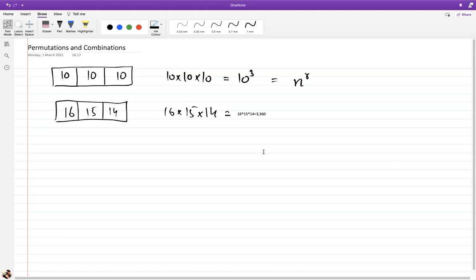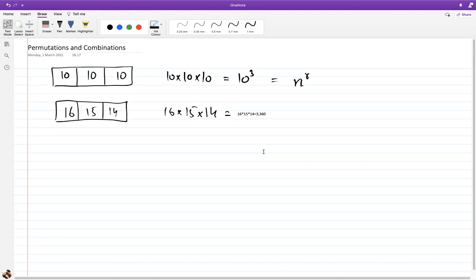This thing is called the basic counting principle. Basic counting principle is when you're picking r things out of n things, and then you're just using that. All right, so that's one way of doing this, and you can simply do this through this method.